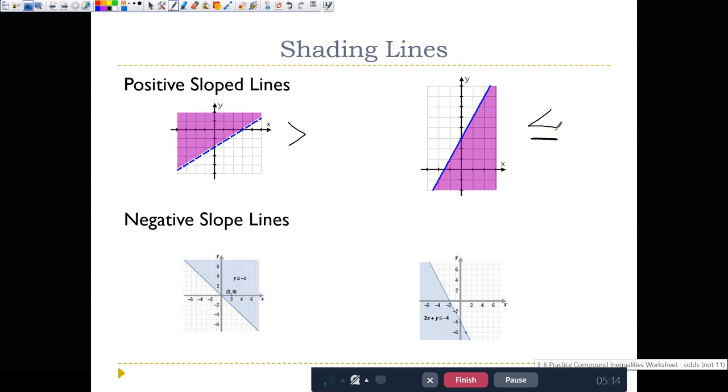Okay? Here it's a solid line, so it includes that value, so it has an equal sign, and it's shaded above, so it's greater than. Again, solid line, so it includes that value, and it's shaded below, so it's less than. You see how the slope of the line does not change the shading, okay?